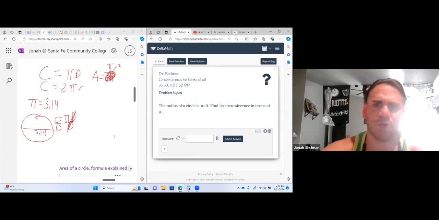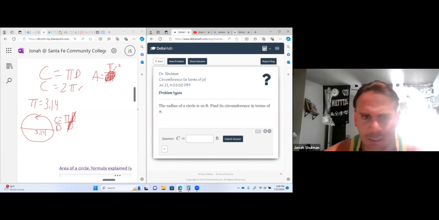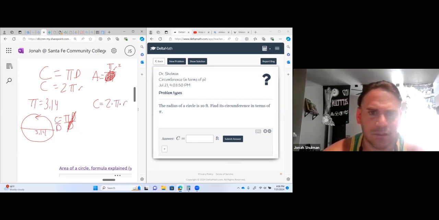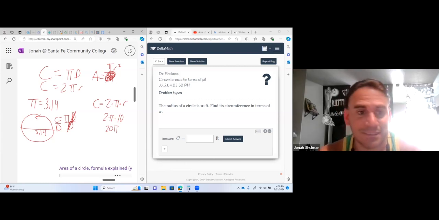So let's do this simple problem. We have the radius of a circle is 10 feet. We want, in terms of pi, circumference equals 2 times pi times radius. Our radius is 10. So all we have to do is 10 times 2 times pi. And we get 20 pi's, 20 pi feet. It's a distance around, a length, so that's why we don't have it squared.